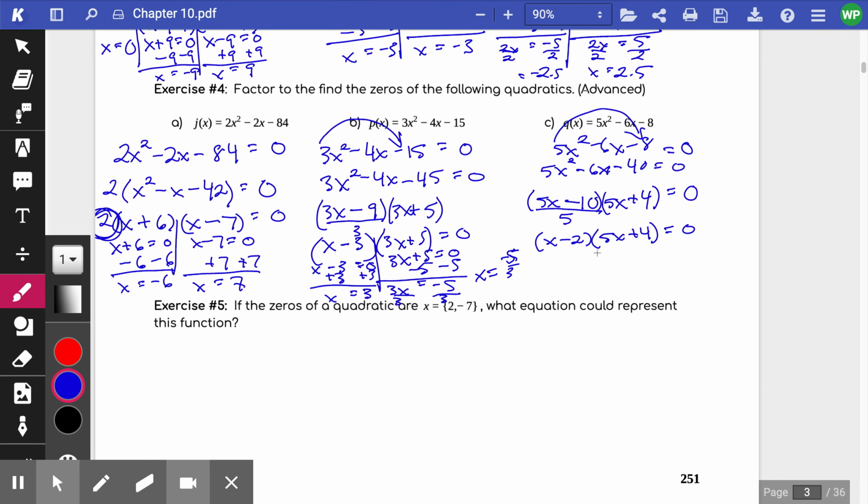Now remember, I'm solving for zeros, so I set each factor equal to 0. I'm going to add 2 to get x equals 2 for the first factor. And then for my second factor, I have 5x plus 4 equals 0. I'm going to subtract 4, be left with 5x equals negative 4, and then divide by 5 to get x equals negative 4 over 5. So your two zeros here are x equals 2 and x equals negative 4 over 5. And again, if you were to put this in your calculator and see where the zeros were, they would be at 2 and negative 4 over 5.